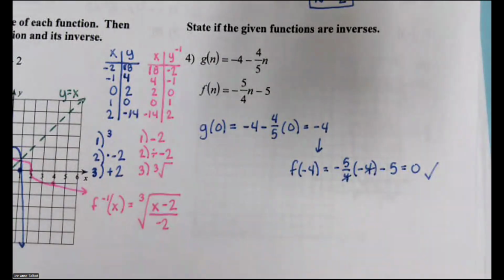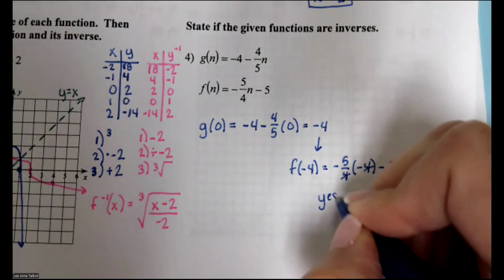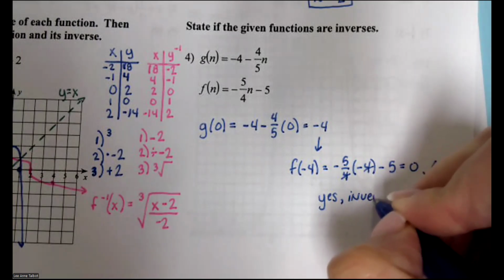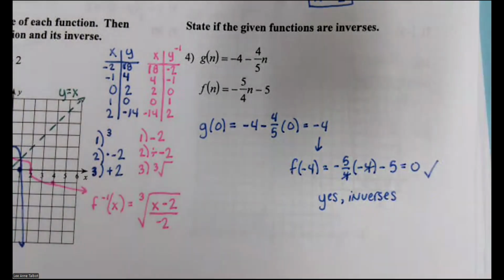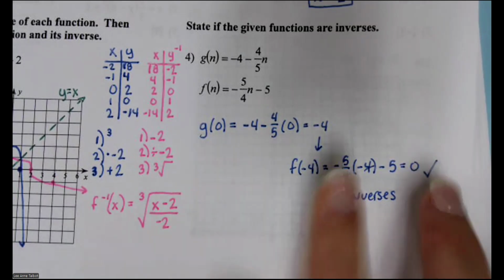And I got 0 back out, so they're inverses. Because if you think about it, it's just a flip table, right? So 0, -4, and -4, 0.